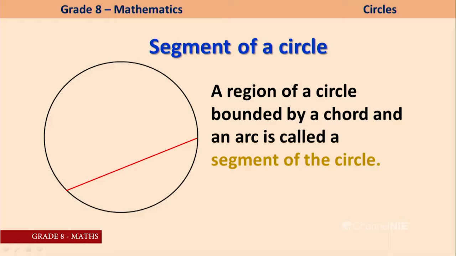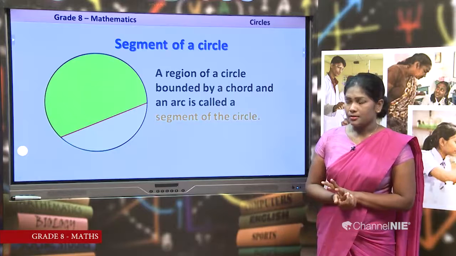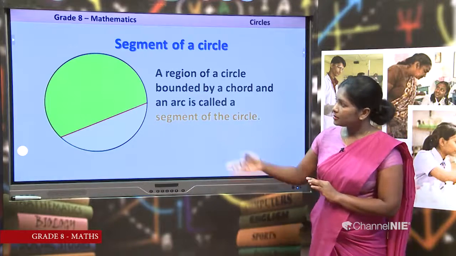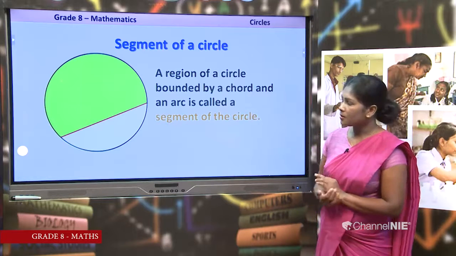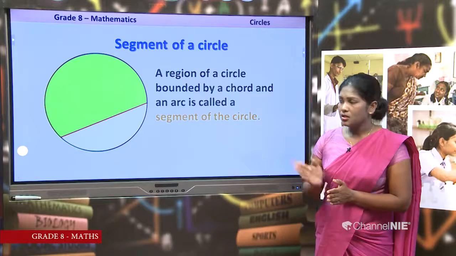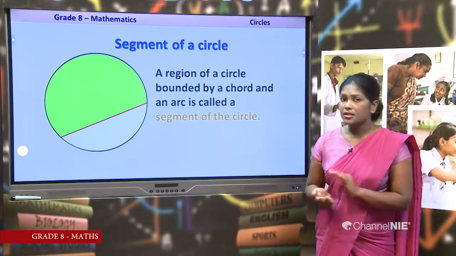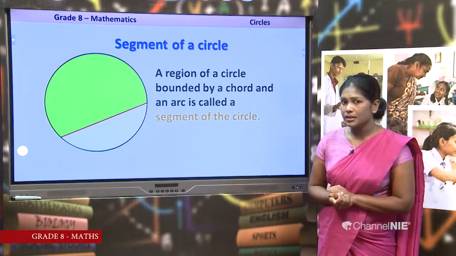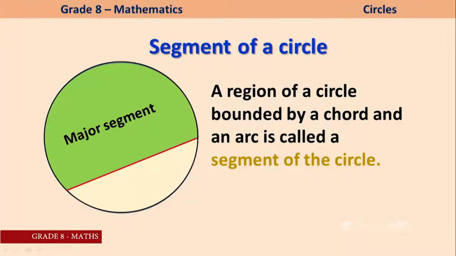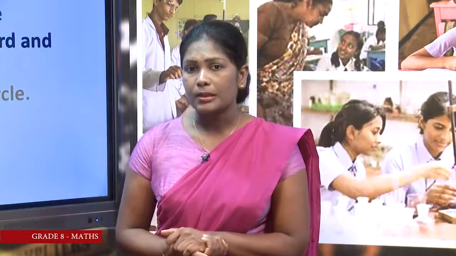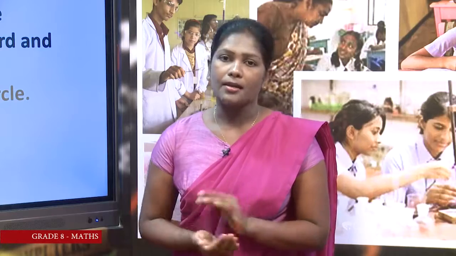There is a circle and I draw a chord in here and separate this circle into 2 parts. Now you see here the green color region and also the white color region. There are 2 parts. So the green color region is larger than the other. So we can call this the major segment. The other one is the minor segment. So a segment is a region of a circle. It is bounded by a chord and an arc.